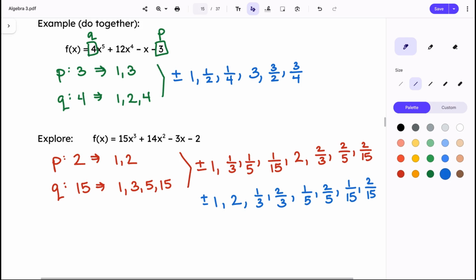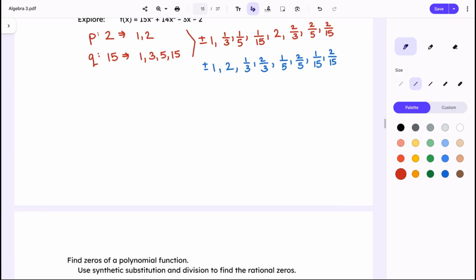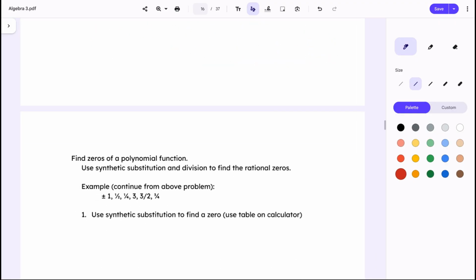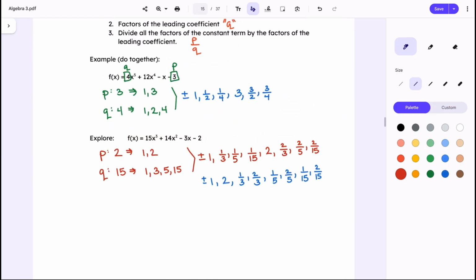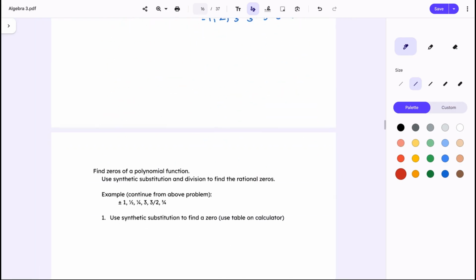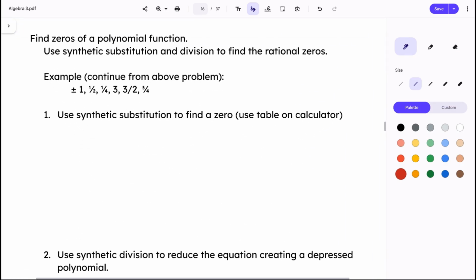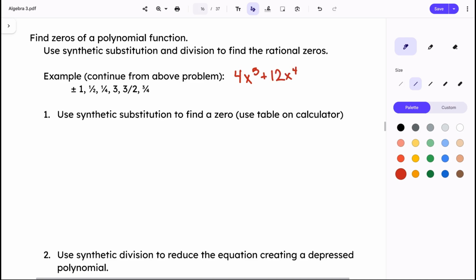So on the next example, it says to use synthetic division and find the rational zeros, and it says to continue from the above problem. This is the above problem that they're referring to. So down here, they wrote out that list, and this is the same list that we had written out earlier, the 1, the 1/2, the 1/4, the 3, the 3/2, and the 3/4. Okay, those are all my possible roots. I'll just write that equation down here again, because if you're going pages back and forth, it might be best to have it written down so we know what we're working with.